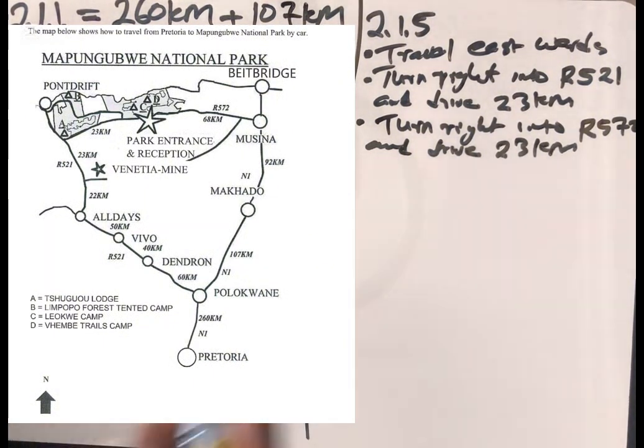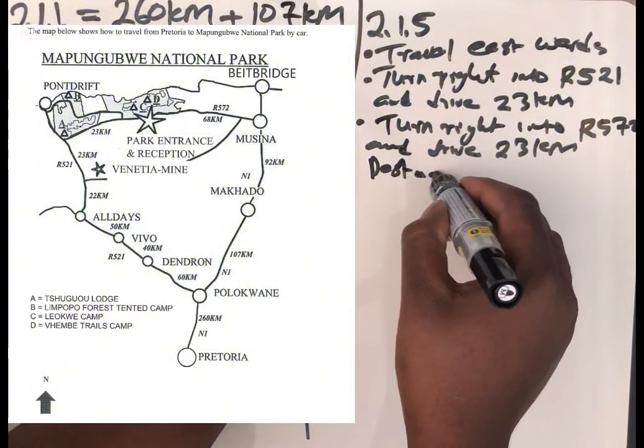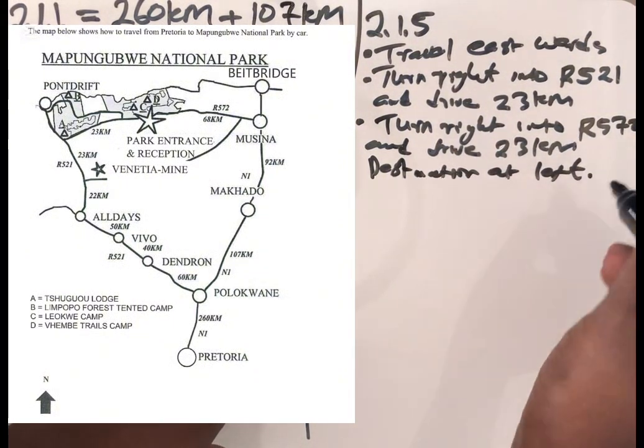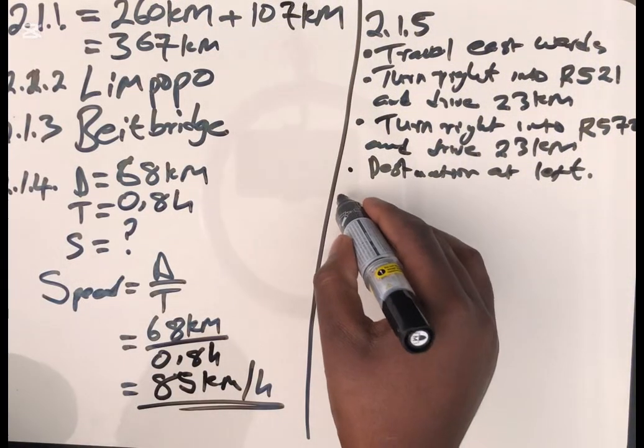Then the last one, I'm going to say destination at left. Destination at left. I'm done. 4 points, 4 marks. Simple as that. Moving to the next question.